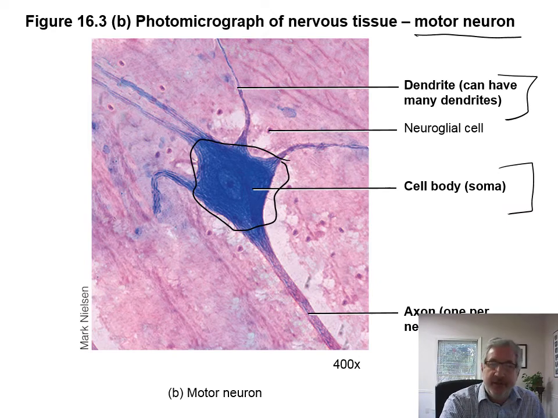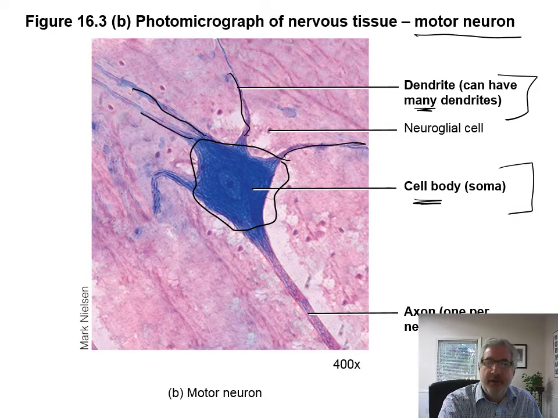Motor neuron means it's producing some sort of effect, so it's generally in the afferent pathway. And a neuron can have a dendrite or many dendrites, and they usually have many. So you have the cell body, and then you have dendrites. Here's a dendrite, here's a dendrite, and so on. So this guy has 5 dendrites coming off of him.